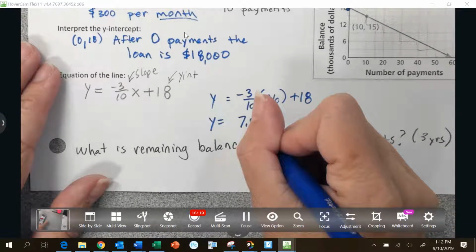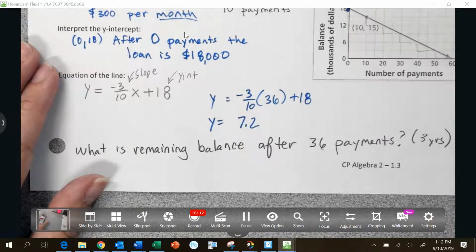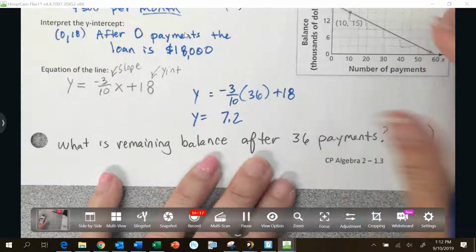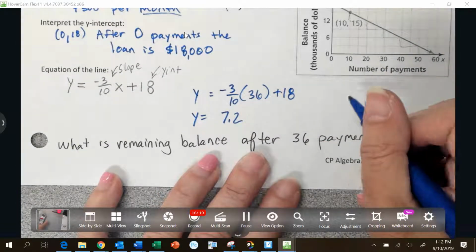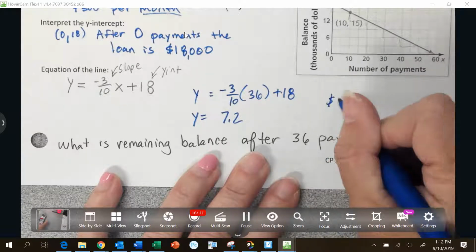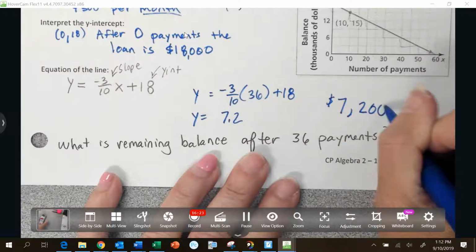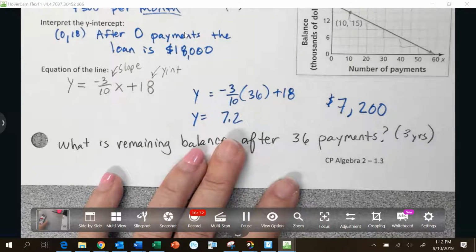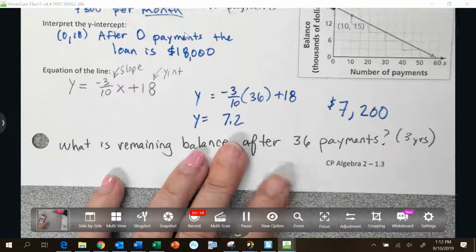I got 7.2. Well, let's interpret that. What does that mean? After 3 years, we still owe $7,200. After 3 years, you still owe $7,200. That's just for an $18,000 car.